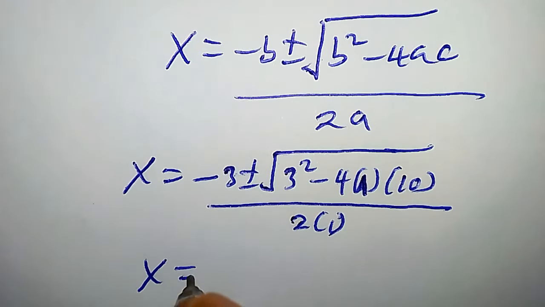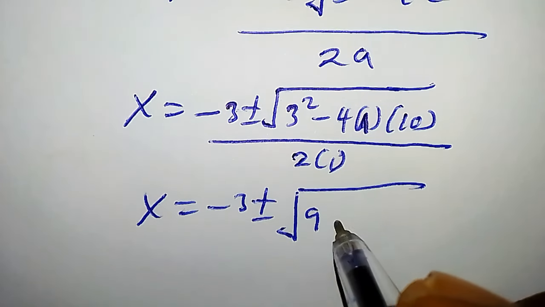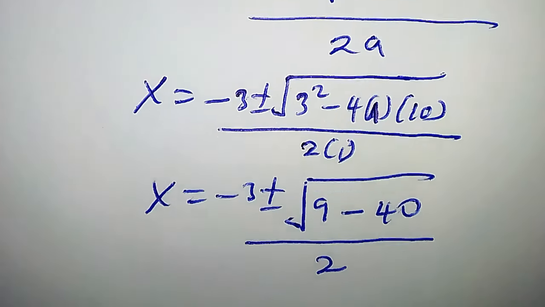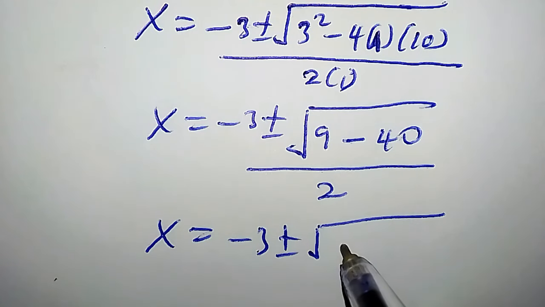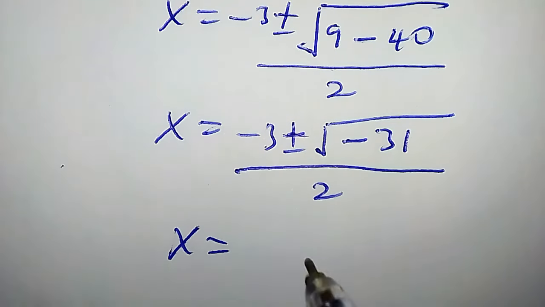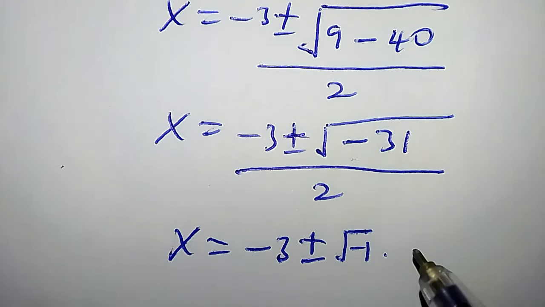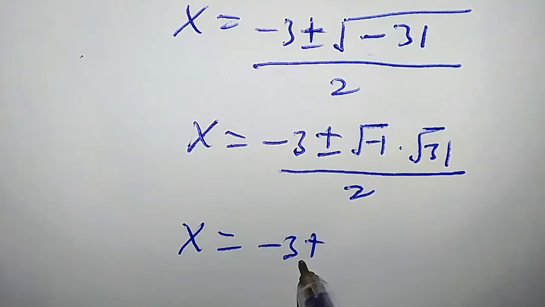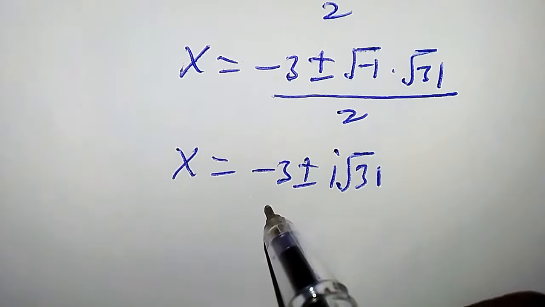Let's proceed further. So, x equals minus 3 plus or minus the square root of 3 squared, which is what? That's 3 times 3, 9, minus 4 times 1 times 10, that is 40, over 2 times 1, that is 2. So, x equals minus 3 plus or minus the square root of 9 minus 40, that is negative 31, over 2. The square root of negative 31 is the same thing as the square root of negative 1 times the square root of 31. The square root of negative 1 is the complex number i, so we have i times the square root of 31, over 2.